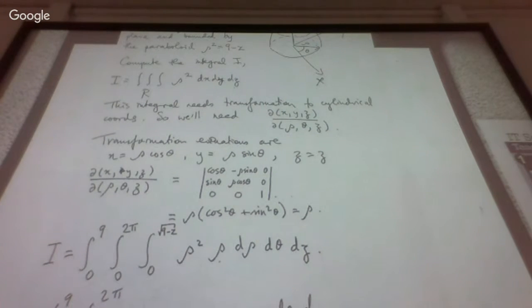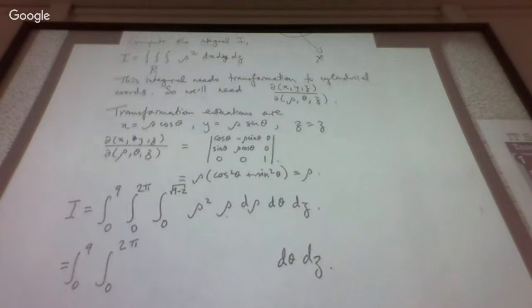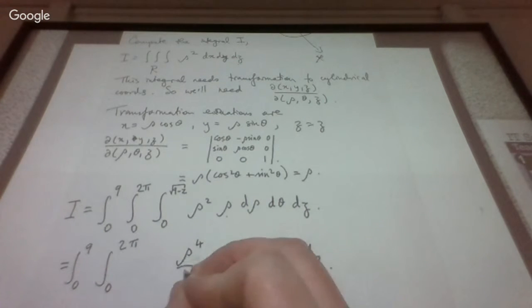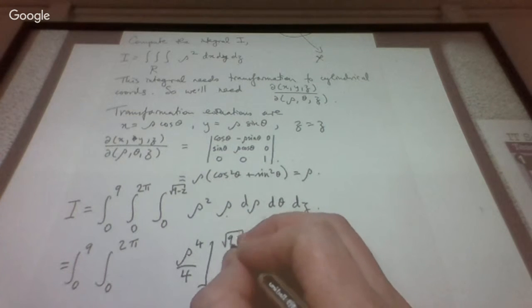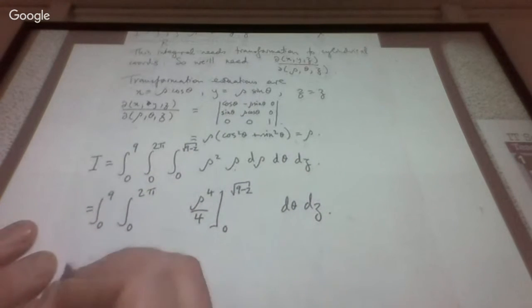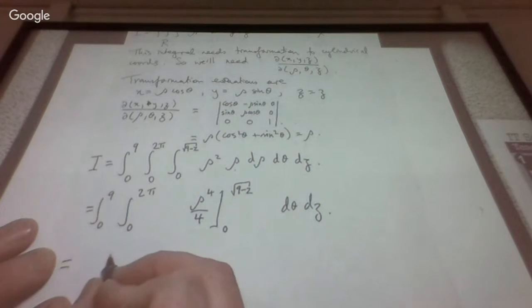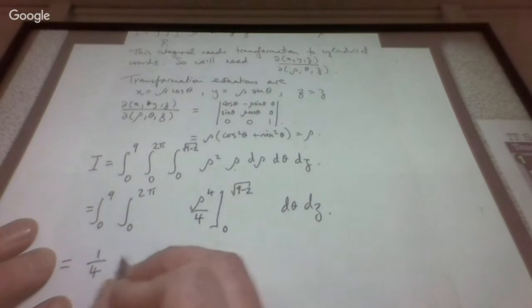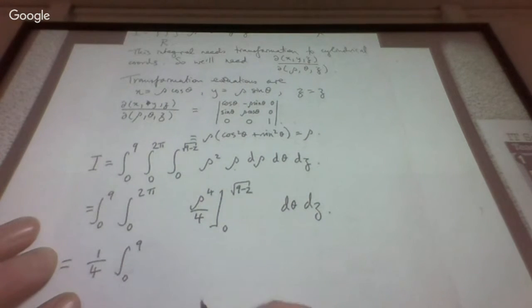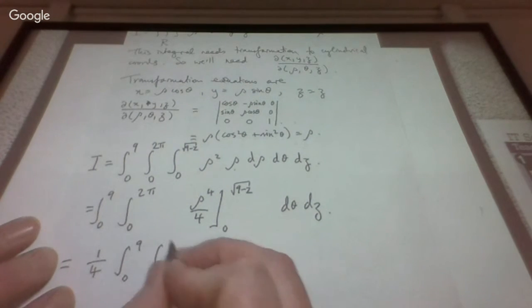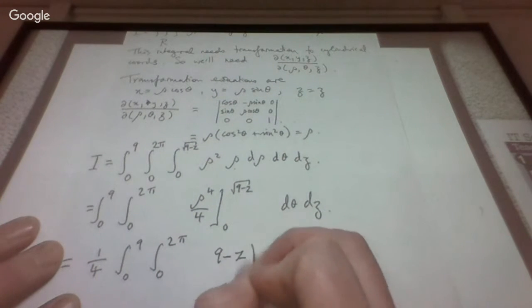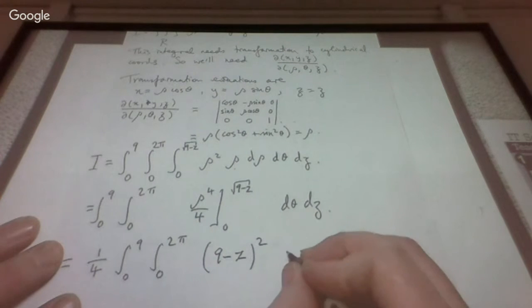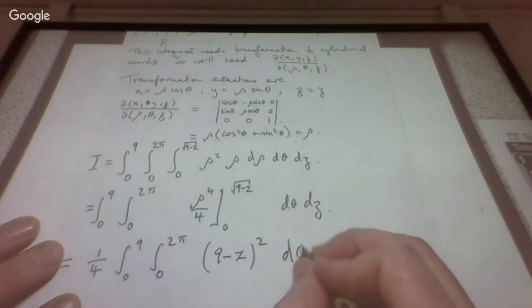And we'll be integrating rho cubed. So that's going to integrate to rho to the power of 4 over 4. And we need to evaluate that at 0 and the square root of 9 minus z. So that's going to become, well, you can send the quarter out to the front using linearity. And then you're integrating 0 to 2 pi. You'll be integrating 9 minus z squared dz.